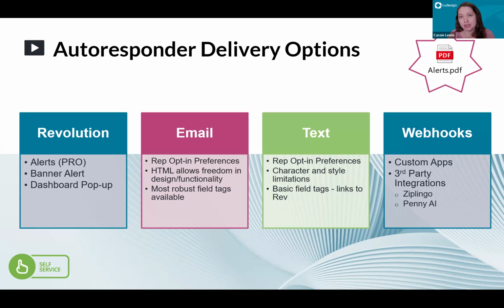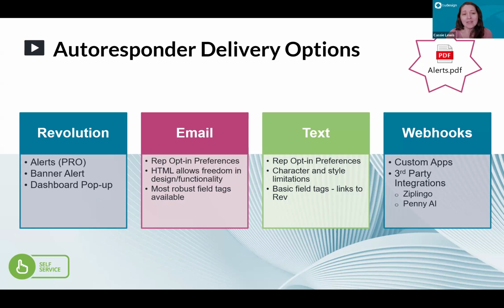The first one is Revolution. So as a reminder, Revolution is the rep back office. So you can set up these automated communications to be delivered directly to a rep's back office. And there's a few different places that they can be delivered to. First of all is going to be the alerts. Alerts have been the tried and true system of delivery in Revolution. So for any of those pro users, they can see those alerts right on their dashboard. So when they log in, they can see, a customer has placed an order or somebody in my downline has ranked up. So it's a way to just alert them as to what's going on with their business.